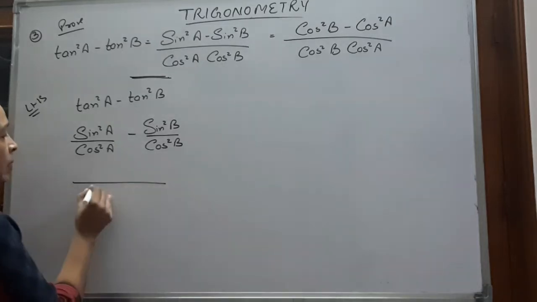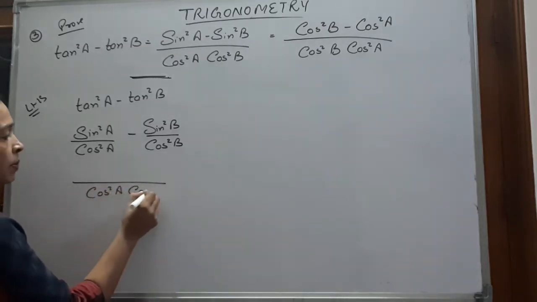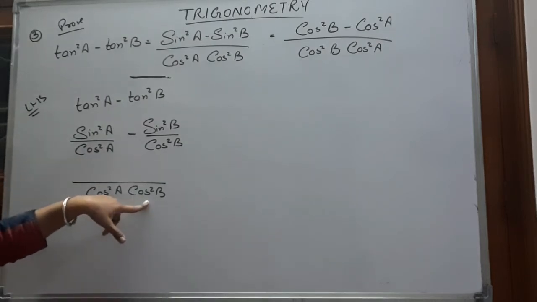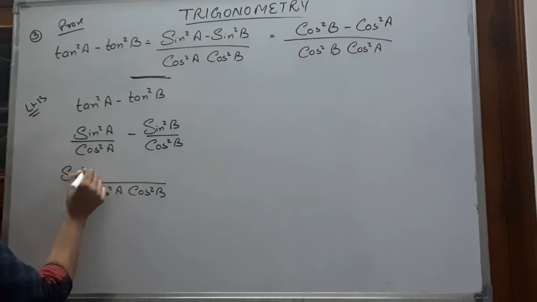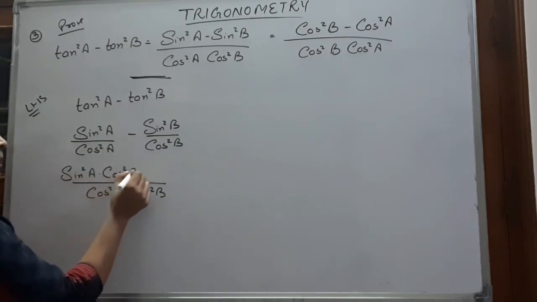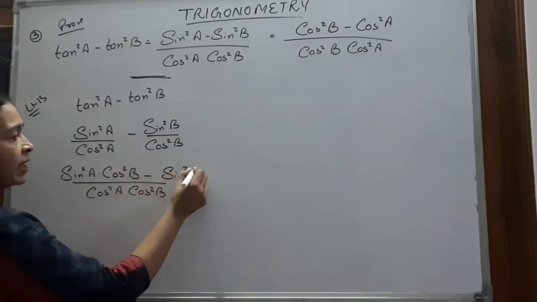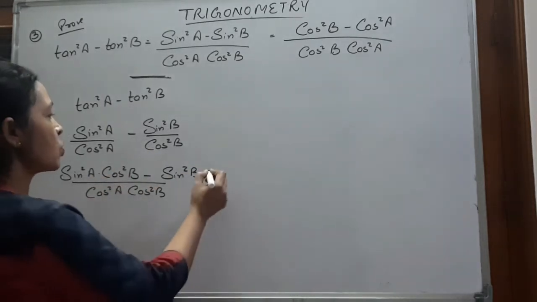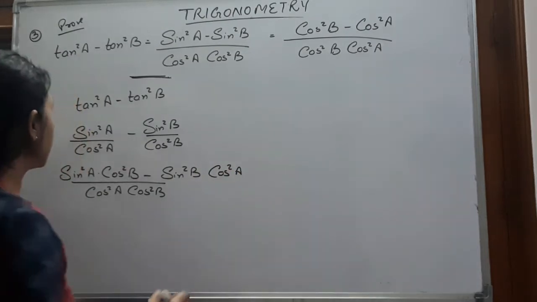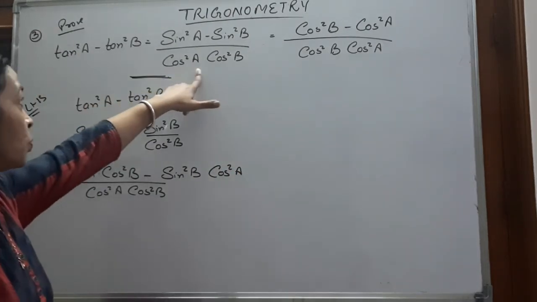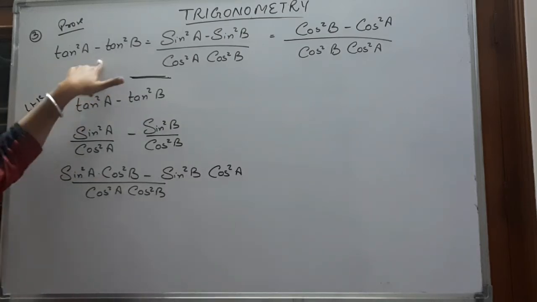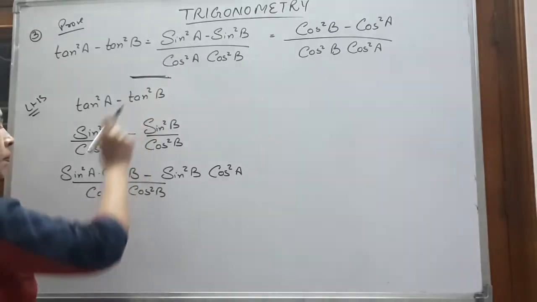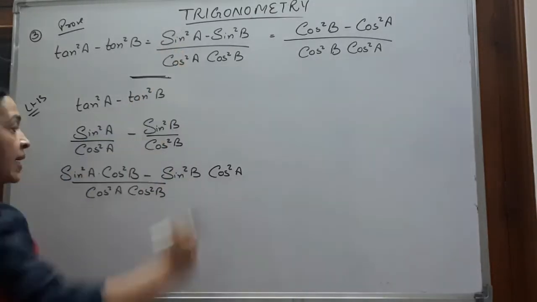Taking LCM, cos square a, cos square b. In the denominator we have cos square a. What is left? Cos square b. We will write sin square a into cos square b minus, in the numerator we have sin square b. In the denominator cos square b we have, what is left? Cos square a. We have simplified our left hand side. Now we should prove that this term of tan is equal to sin square a minus sin square b. Denominator is same, but we have to change these terms in the form of sin.